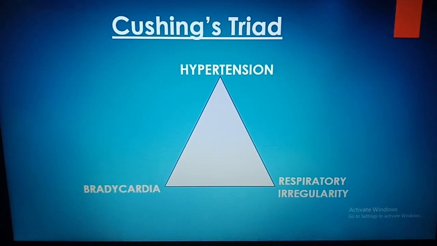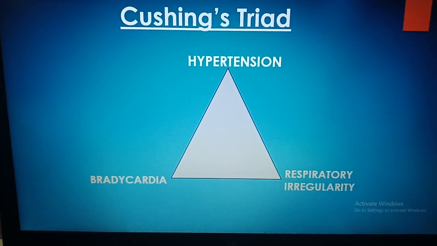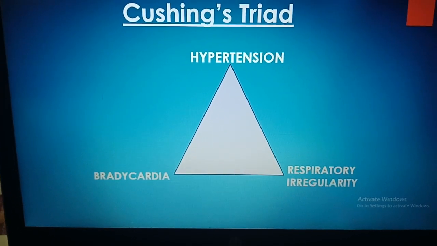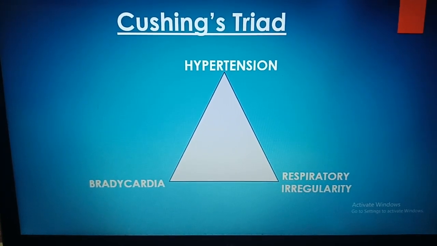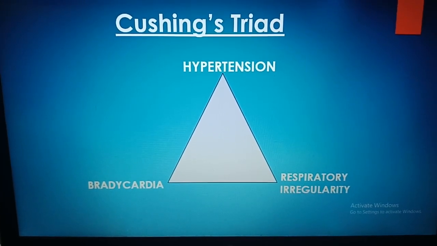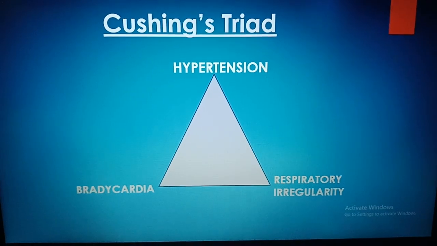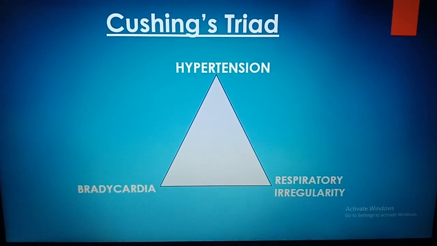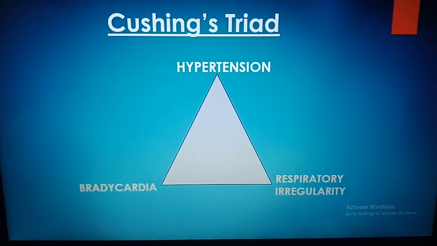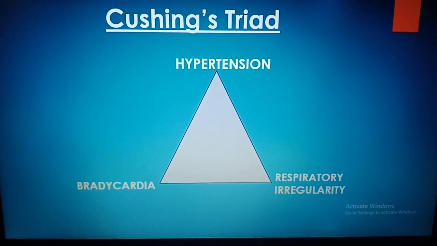Now, what is Cushing's triad? Coming on to the clinical features of intracranial hypertension, you can have these 3 important signs that can actually give a clue about the intracranial hypertension. There is hypertension, bradycardia, and respiratory irregularity.